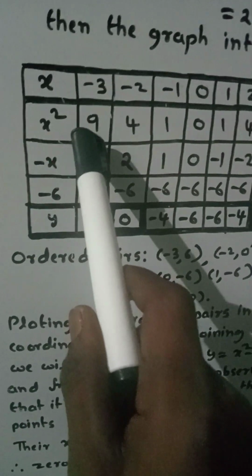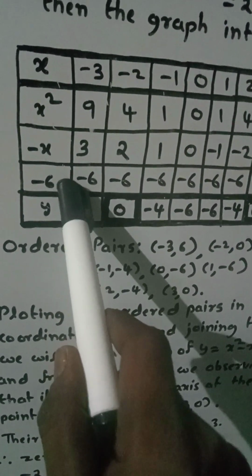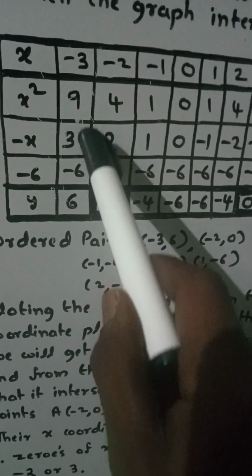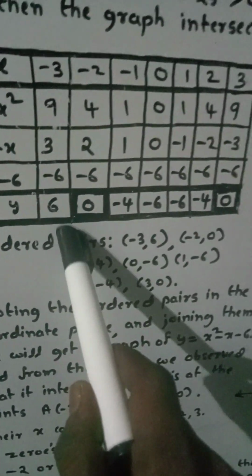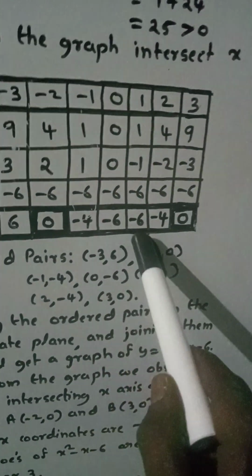So for the middle of these three rows, the second row, third row, and fourth row, we just need to add these three numbers. 9 plus 3 minus 6 will get 6, like that. 4 plus 2 is 6, minus 6 is 0. So adding these 3 numbers, you will get these 5 values.